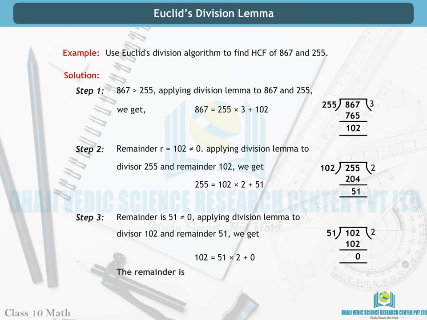Now the remainder is 0 and the divisor at this stage is 51. Therefore the HCF of 867 and 255 is equal to 51.